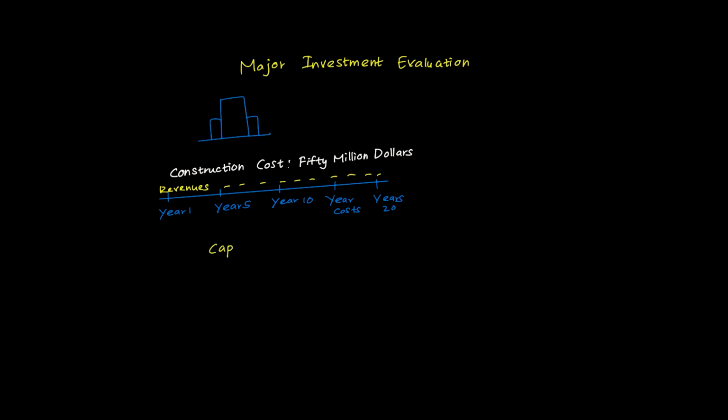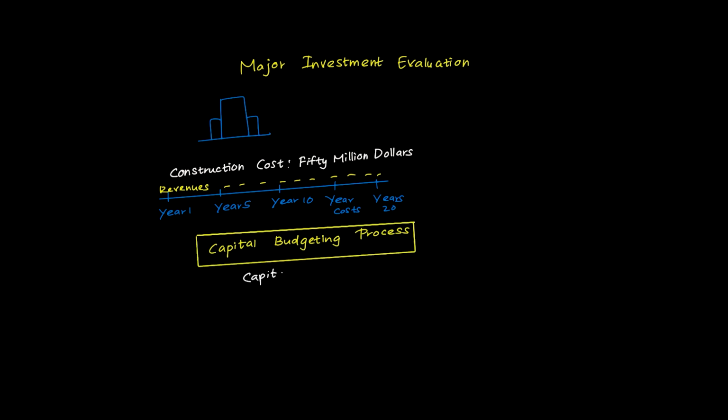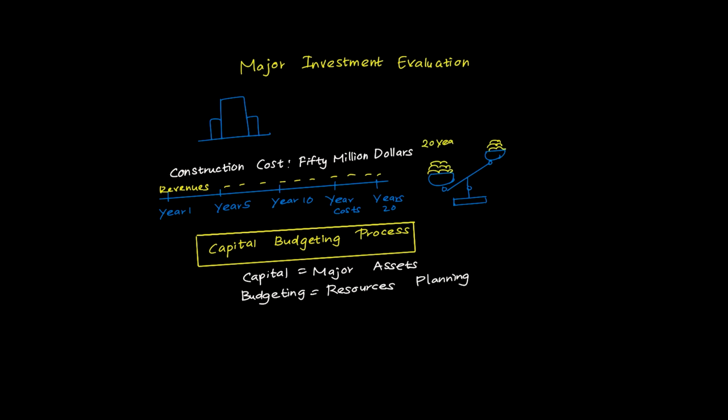The question they're trying to answer is fundamental. Will the revenues over 20 years exceed the costs enough to justify building? This is a capital budgeting decision. Capital budgeting is the process of evaluating major, long-term investments to determine which ones should be pursued. The word capital refers to significant assets and investments. The word budgeting refers to planning resource allocation. So capital budgeting means planning how to allocate resources to major investments.